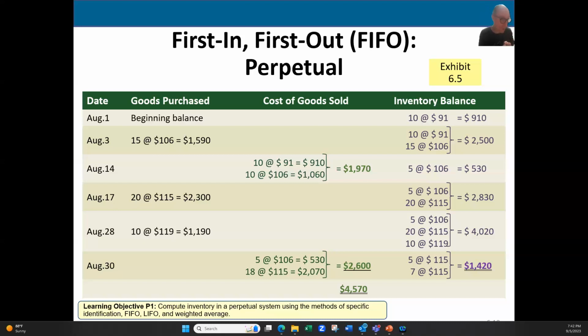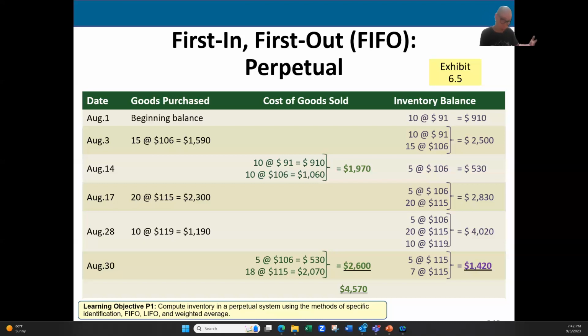According to the first in, first out method, first batch of the 23 bikes I sold on August 30th, those first 5 that I had from August 14th, that was part of my first purchase. Sold that first. First in, first out. 5 at 106. Cost of goods sold 530. I sold 18 bicycles at $115 a piece. That was for the cost of goods sold. That was from my August 17th purchase.